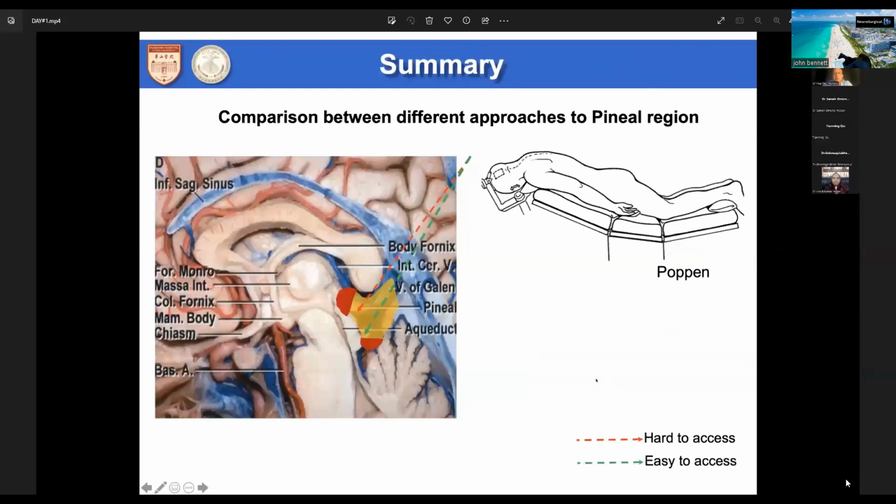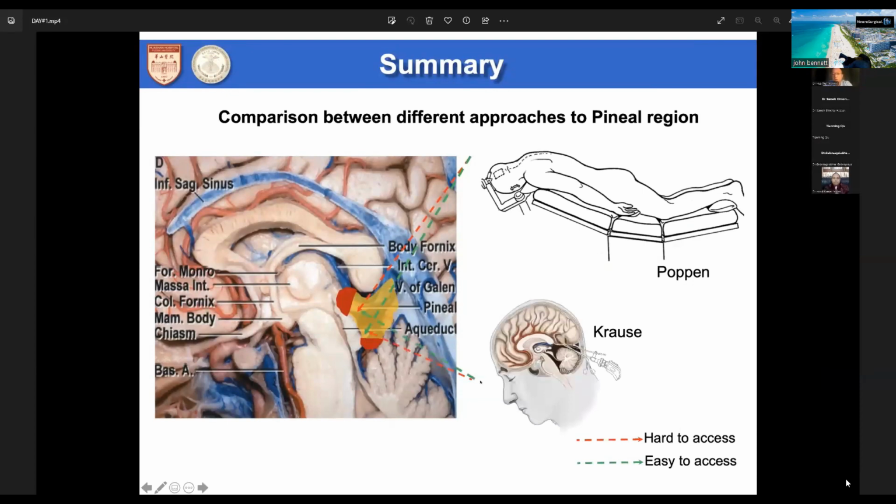So we have some brief summary here. The most important issue is how to select the approaches. For this kind of tumor, the pulping approach, you can see here, the red part is difficult to get, and the green part is easy to get. So for tumors invaded to the fourth ventricle, it would be difficult. It was easier for the pulping approach, but because of the blockade of the vein system, it would be difficult to get into the third ventricle, especially for tumors invading the third ventricle.